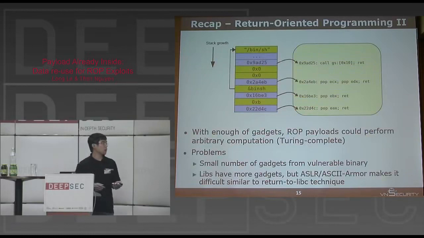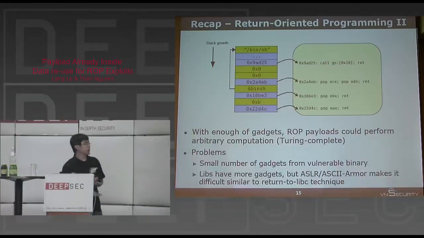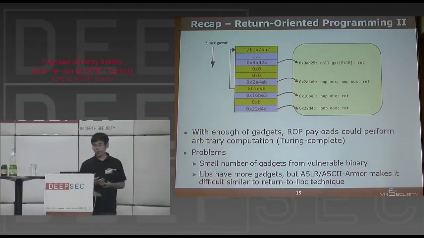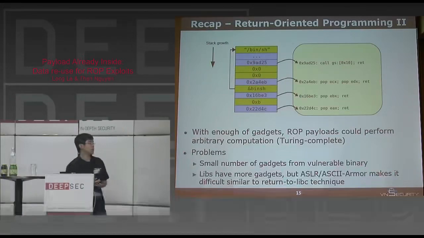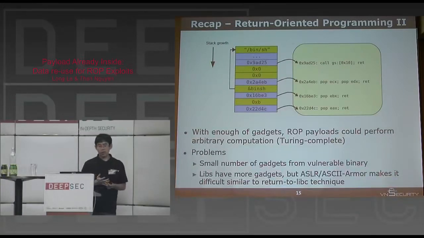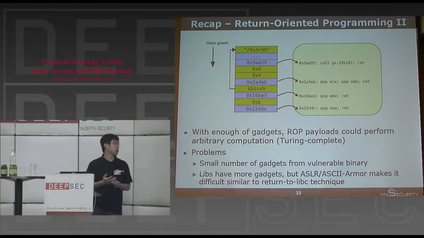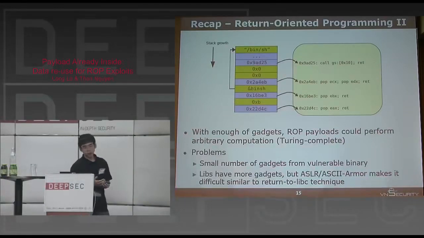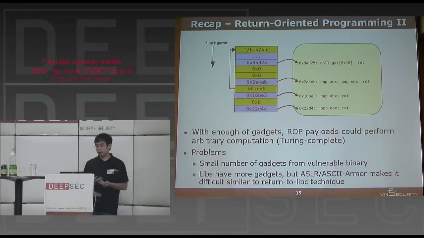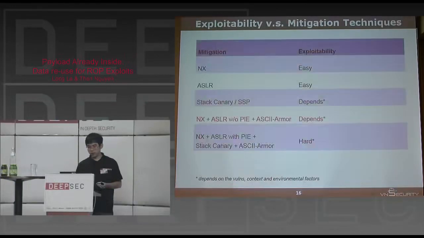With ROP, we always say that with enough gadgets we can do Turing complete, arbitrary computation. However, in practice, the problem is that there is a very limited number of gadgets you can really use from the vulnerable binary. The library has more gadgets, but the randomized library mapping and the ASCII armor make it very difficult to build a chain or any ROP payload like that.